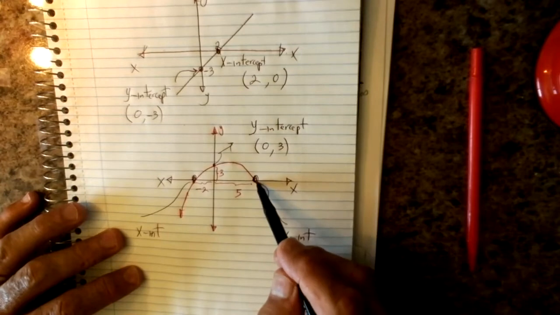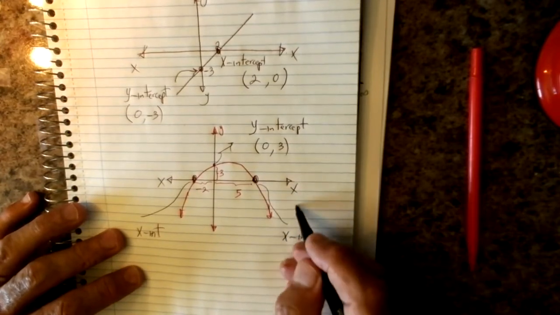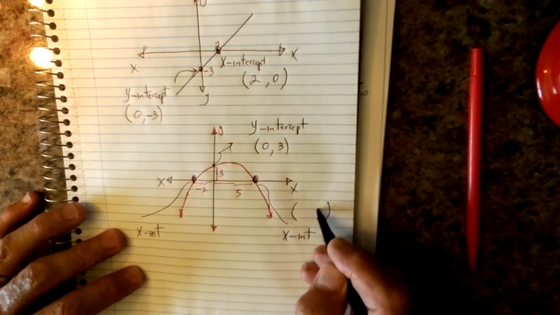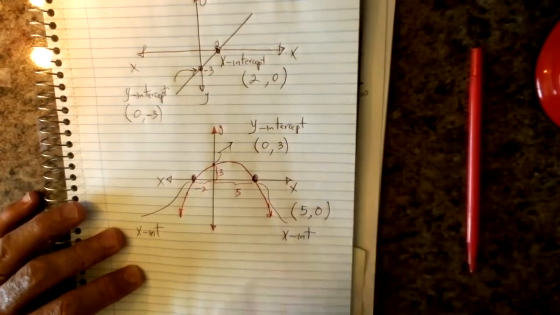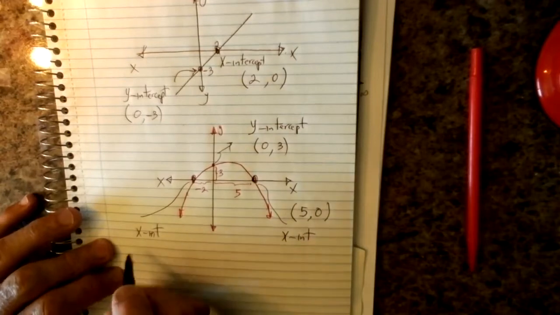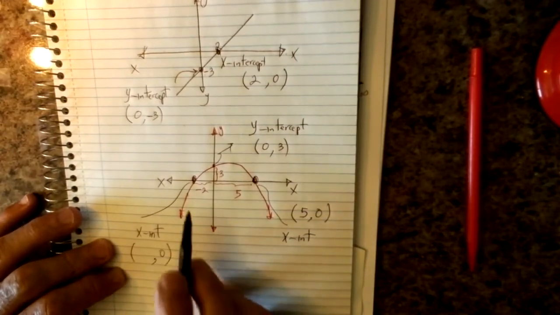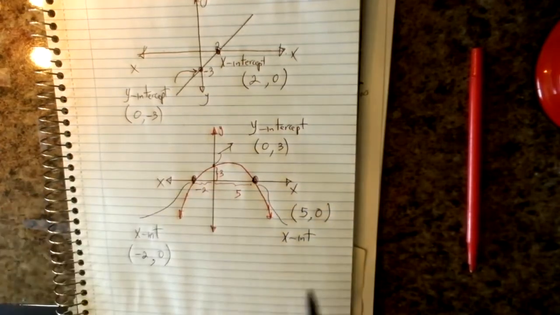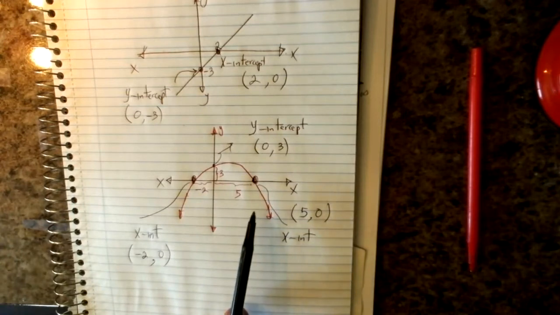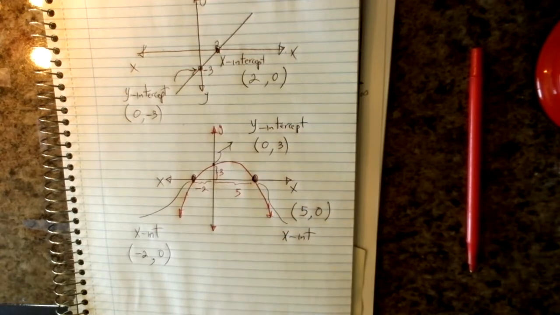Do they have any y? No, because they lie on the x-axis. So this point, they don't have any y; y is 0. What is the x? What's this distance? 5. And this one, there is no y, because an x-intercept doesn't have any y. What is the x from here to here? -2. So in these problems, you have 2 x-intercepts, but there is only one y-intercept.